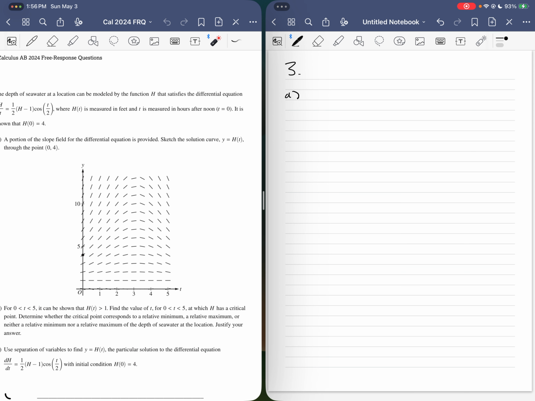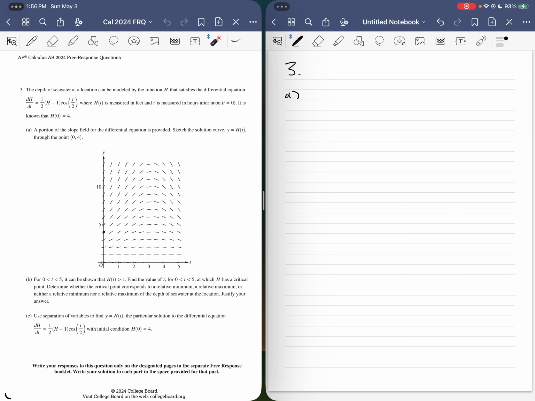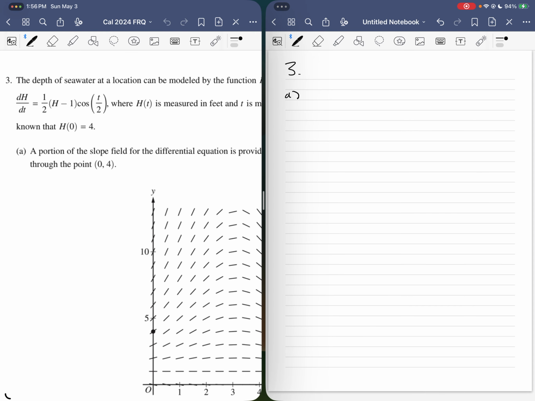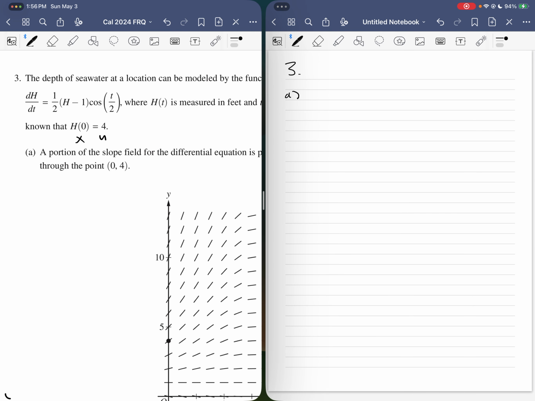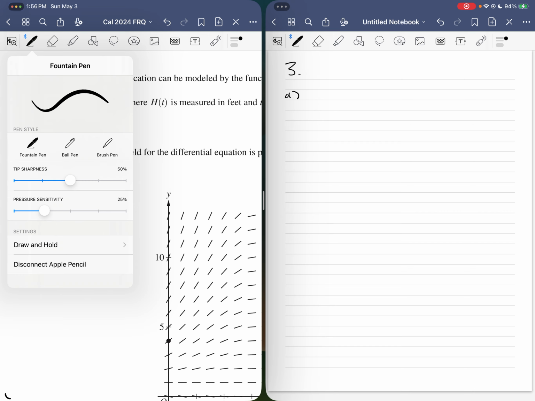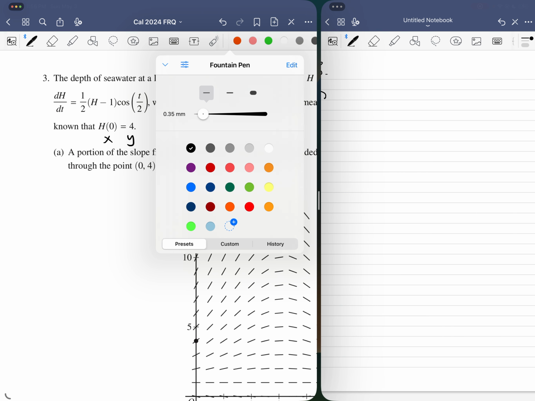All right. So it says the depth of the seawater at a location can be modeled by the function h that satisfies the differential equation. Actually, not sweater, seawater, I'm sorry. Where h of t is measured in feet and t is measured in hours, after t equals 0. It is known that h of 0 is equal to 4, so keep that in mind. That's the x value, that's the y value.